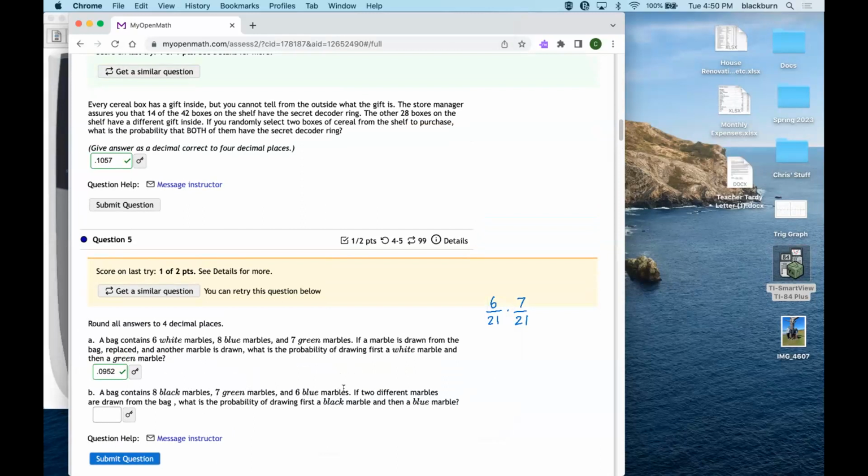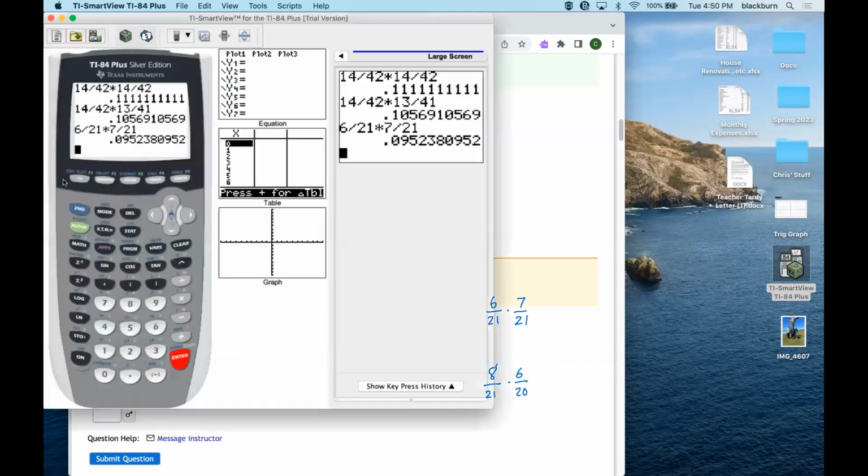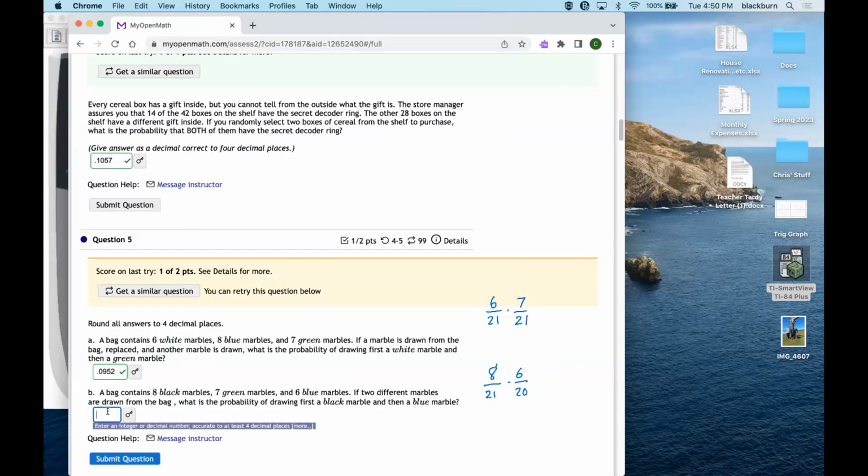Okay, if 2 different marbles are drawn from the bag, what's the probability of drawing first a black marble and then a blue marble? So this one doesn't tell us we're putting the marble back in the bag. So 8 21sts is going to be the probability of drawing a black one. Now there are 20 marbles left, and then we want to draw a blue one. There's still 6 blue marbles in there because the first one we chose was black. So now we have to do that calculation. 8 21sts times 6 20ths. So I get 0.1143. Okay, so that's that whole difference between replacing the marble and not replacing the marble.